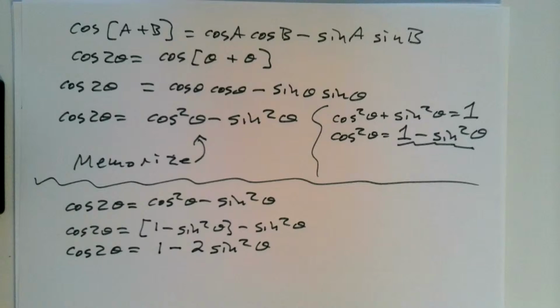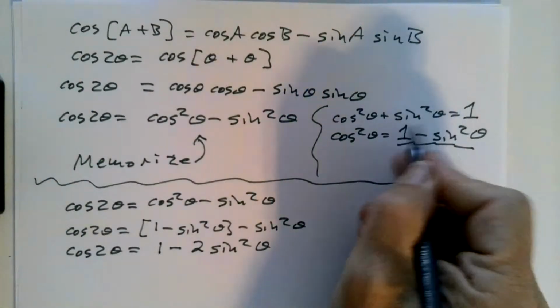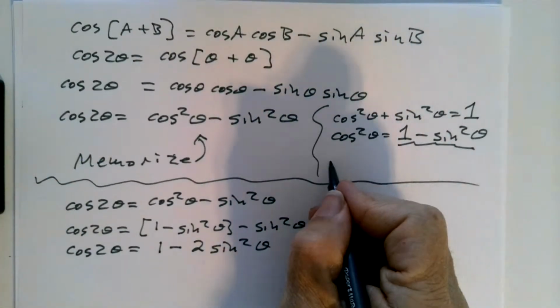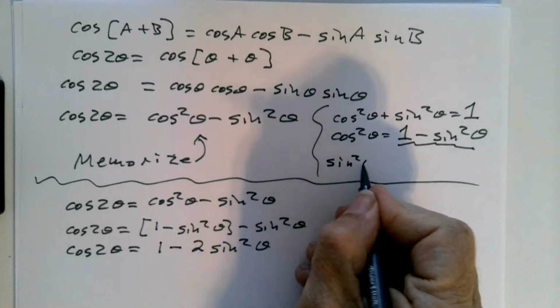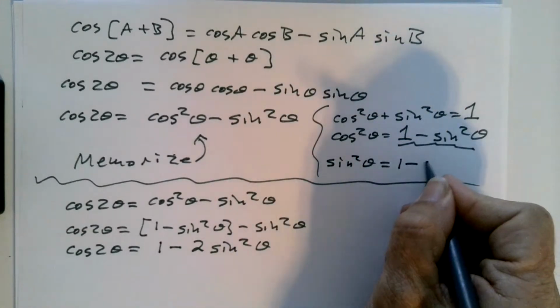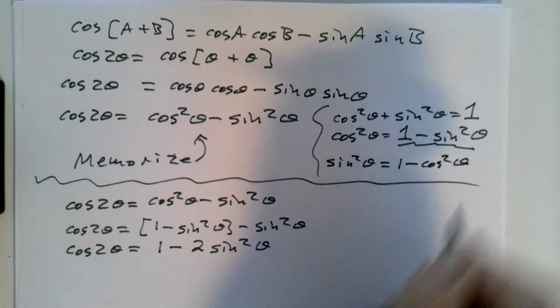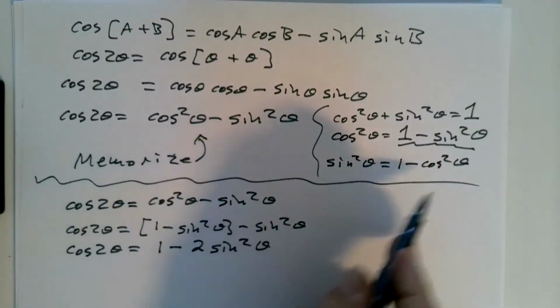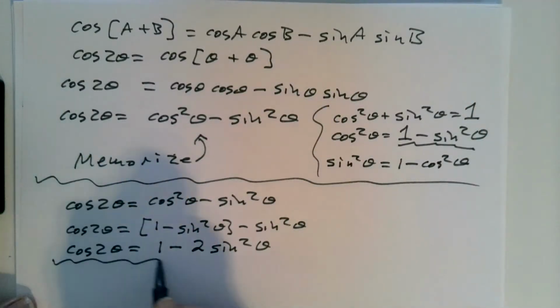But I still have another one. If I solve for sine squared theta up here, subtract cos squared from both sides, sine squared theta is 1 minus cos squared theta. If I replace sine squared with 1 minus cos squared, what are we going to get?